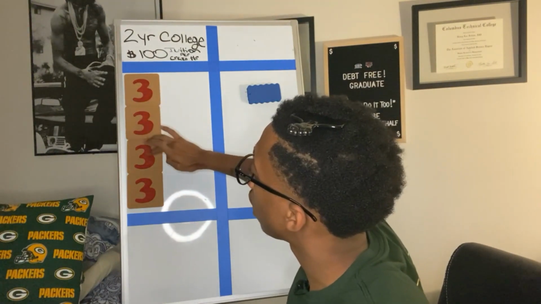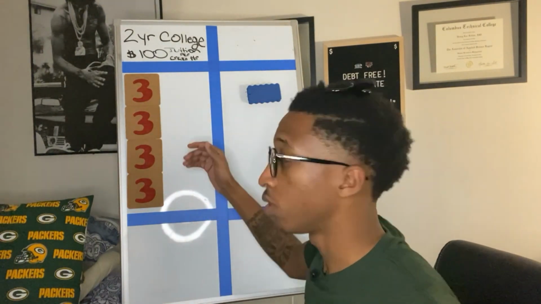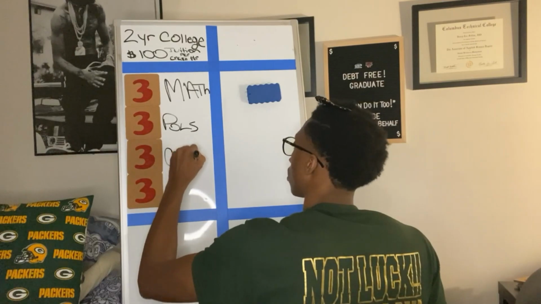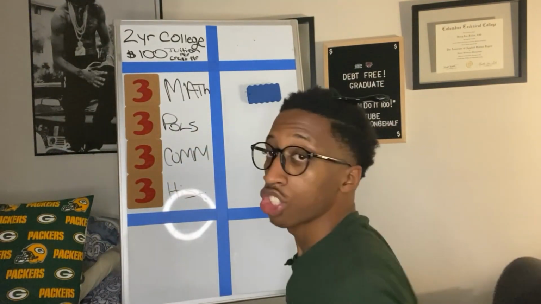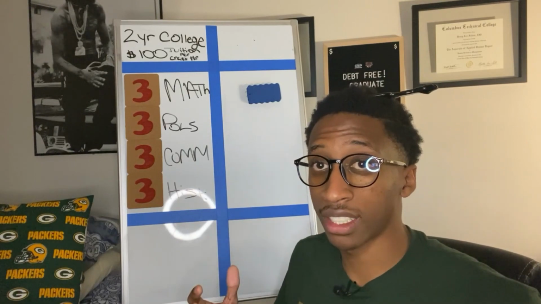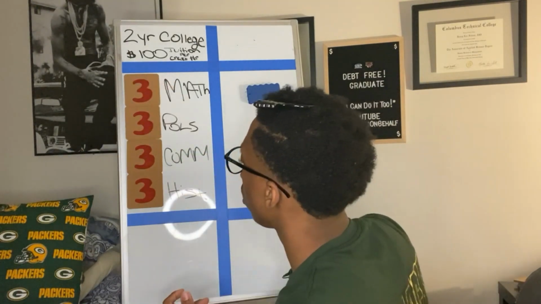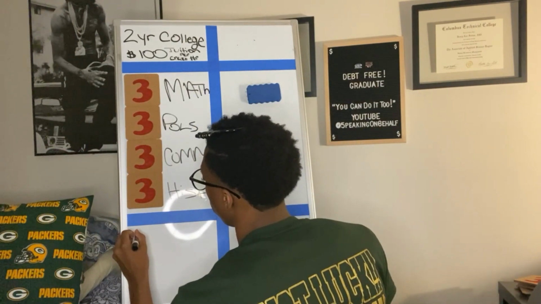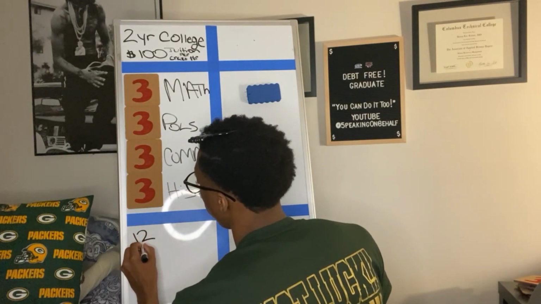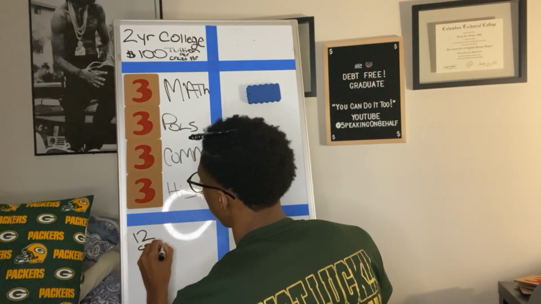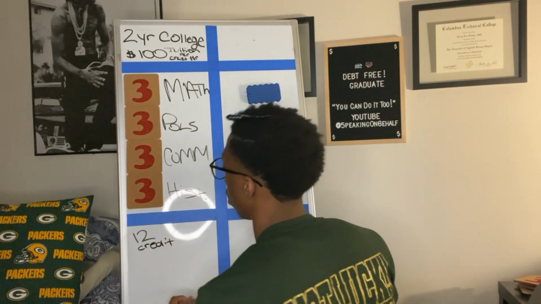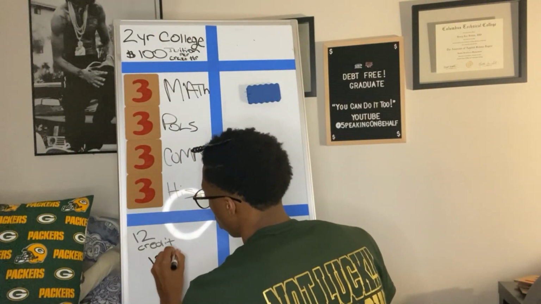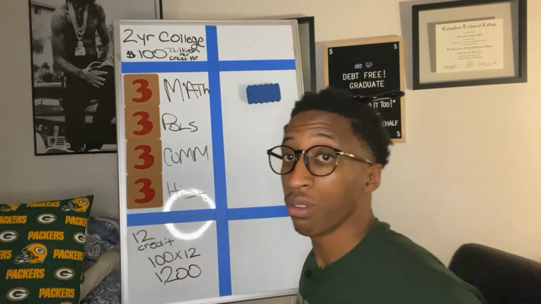You got 3, 6, 9, 12. This is your schedule, your full load. And so your full load, you know, you got math, and those classes make you a full-time student. So all you're going to do, they give you a 12 credit hour schedule. So that's 12, and all you're going to do is multiply, and that's how you find your tuition.